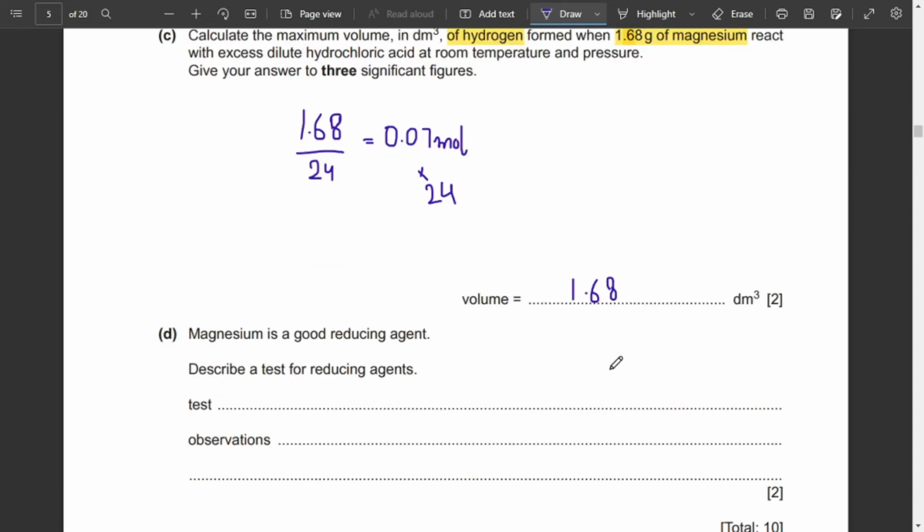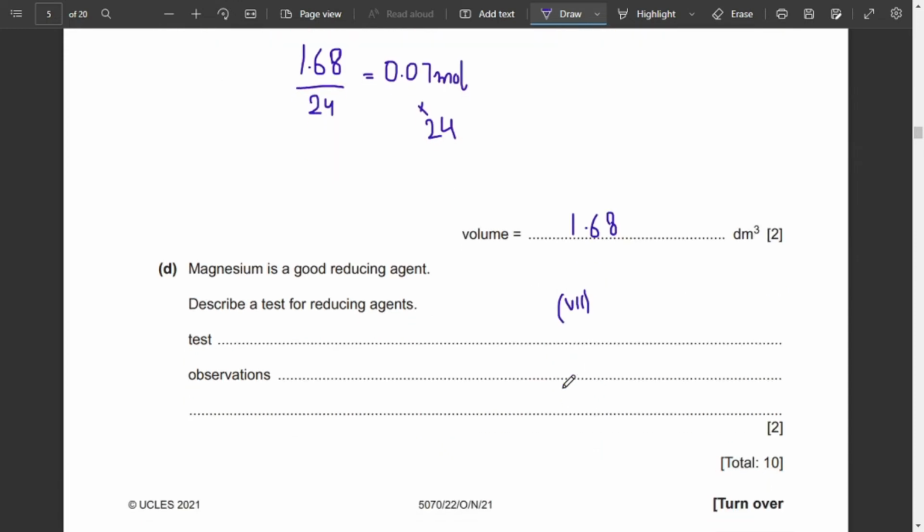So pretty simple question. Moving on to part D, magnesium is a good reducing agent. Describe the test for reducing agent. So the reducing agent test is going to be, we're going to add potassium manganate(VII). We write it in this way, potassium manganate and then VII in a bracket. So do not write 7 in numbers. And then the observation is going to be, it will turn from purple to colorless. In this way we can identify that it is a reducing agent. So this is it for this question.